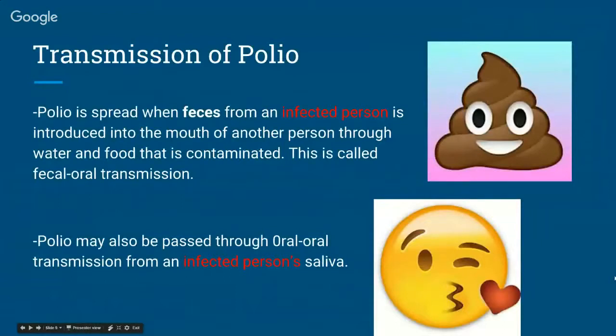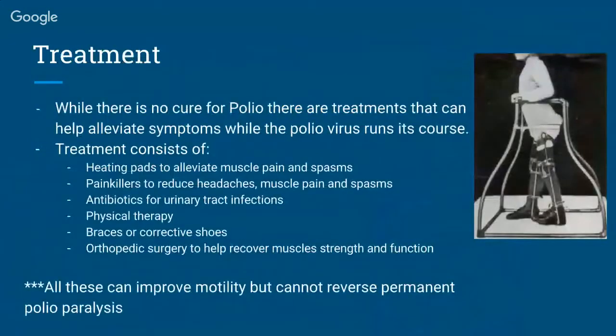So the transmission of polio can be spread in many ways, but it is mostly spread through fecal to oral transmission and oral to oral transmission from an infected person. As you can see on the right, I used different emoji so you wouldn't forget how this specific disease is transmitted. With treatment, unfortunately, there are no cures for polio, but there are things that can be done to help alleviate symptoms when the polio virus runs its course.